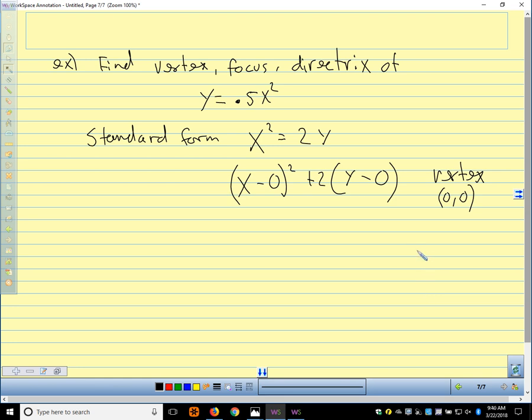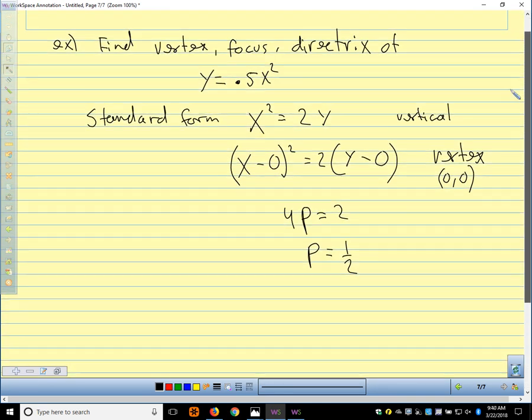Does it open up or down? We know it's vertical because the x is squared. Oh, yes, it should be an equal sign, Demi. Thank you. We know it opens up because p is positive. Well, what is p? 4p equals 2. So p equals 1/2.